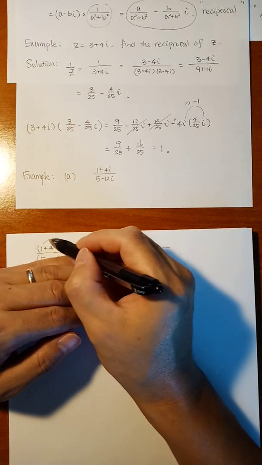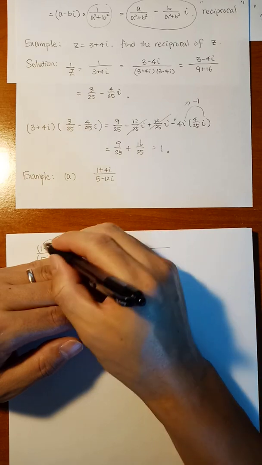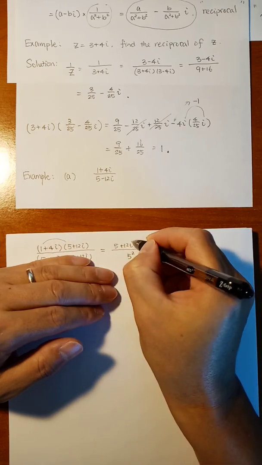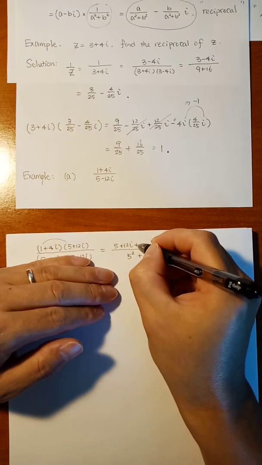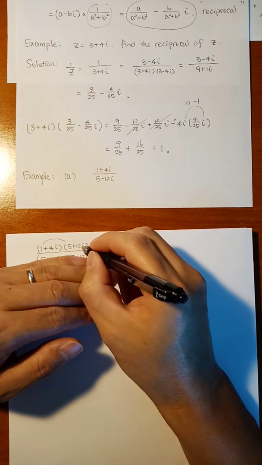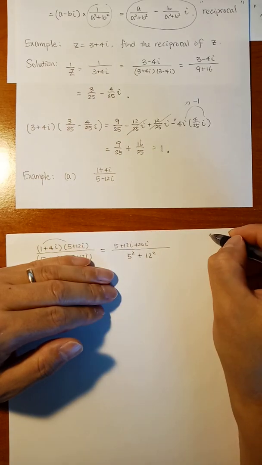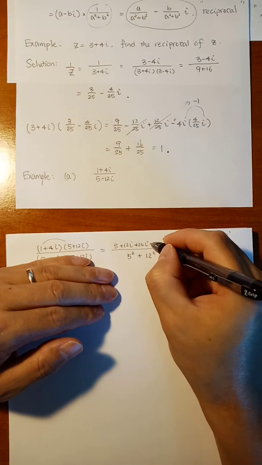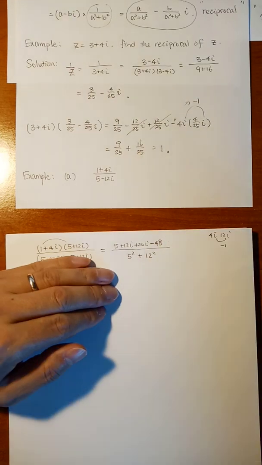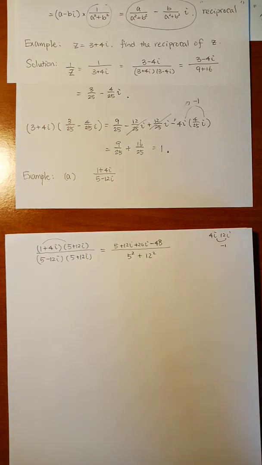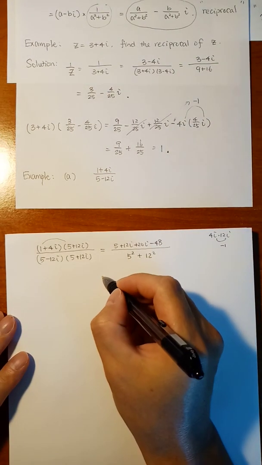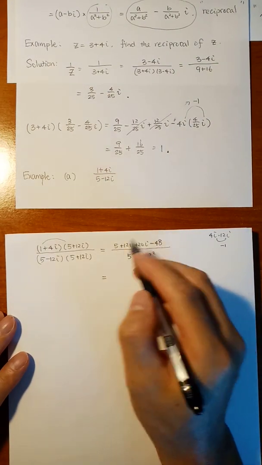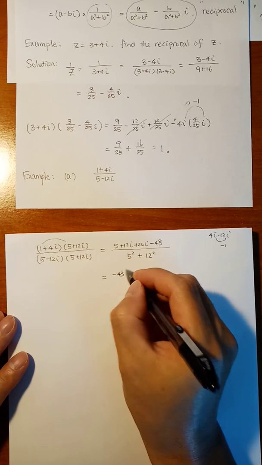You do term by term. 1 times 5, 5. 1 times 12i, 12i. 4i times 5, 20i. 4i times 12i. I squared is negative 1, so minus 48. It's a product. Okay, and then let's check: 5 minus 48, negative 43.